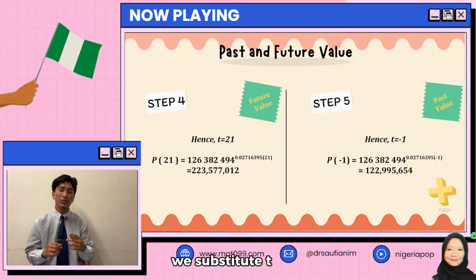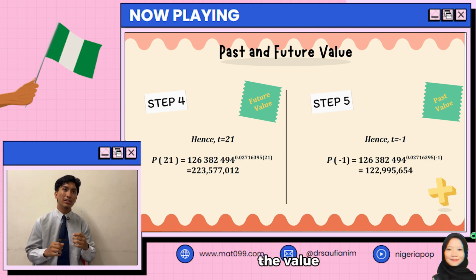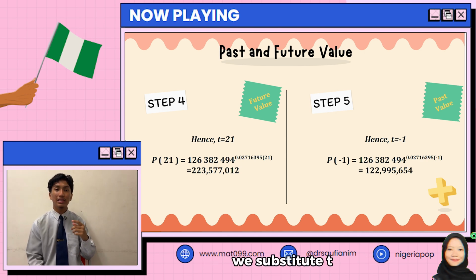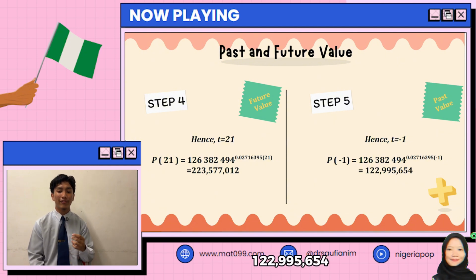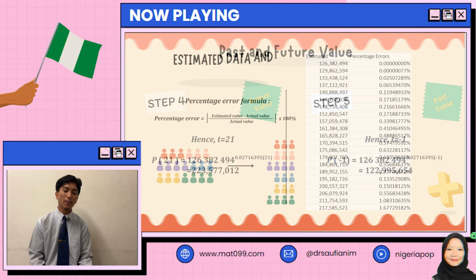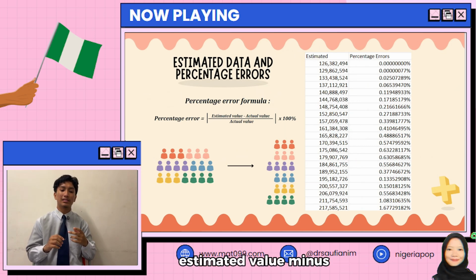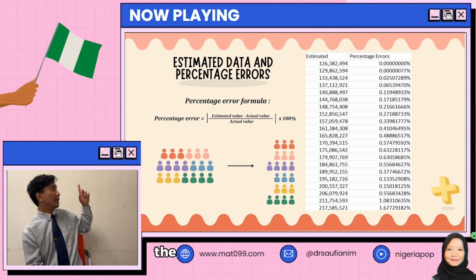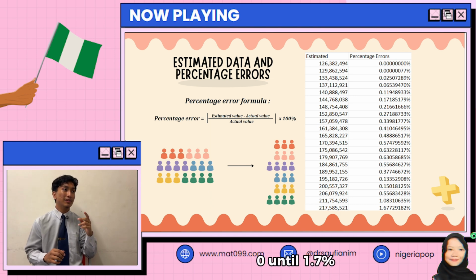We substitute t equals 21 into the formula, and then we got the value, which is 223,577,012. And step 5 is the past value. We substitute t equals -1 into the same equation, and we got 122,995,654. This is our percentage error. We use the formula estimated value minus actual value over actual value times 100%. The percentage error we got is in the range of 0 until 1.7%.